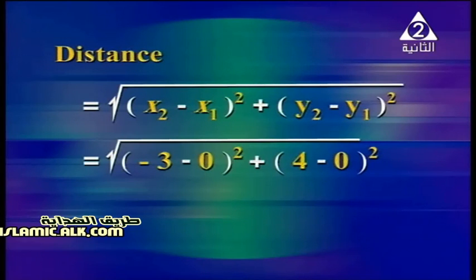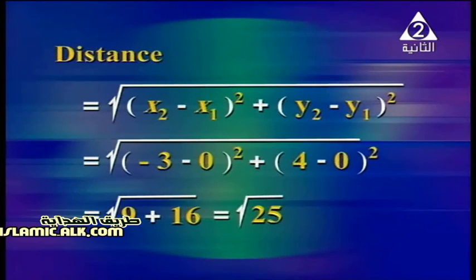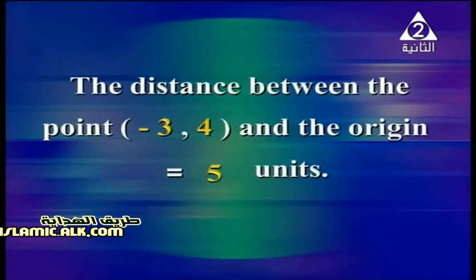To give a result as a square root, what about (-3) to the power of 2? It is 9. So it is the square root of 9 plus 4 to the power of 2, which is 16, to obtain a result as the square root of 25. And this will lead us to a distance of 5 units. So in this case, we can say that the distance will be 5 units.